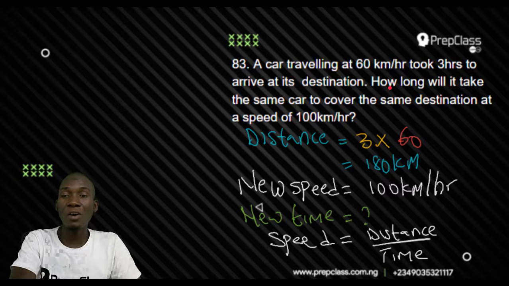Now we need to find how long it will take the same car to cover the same distance at a speed of 100 km/h. So there is a new speed, which is 100 km/h.